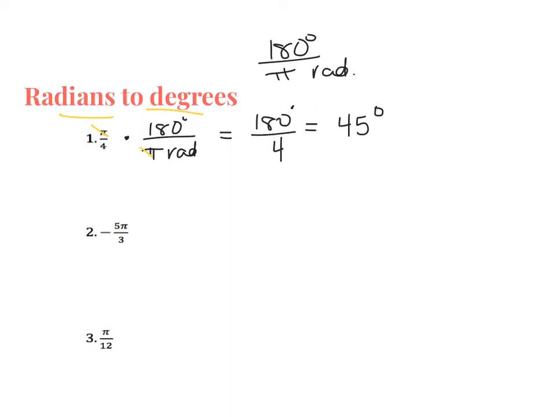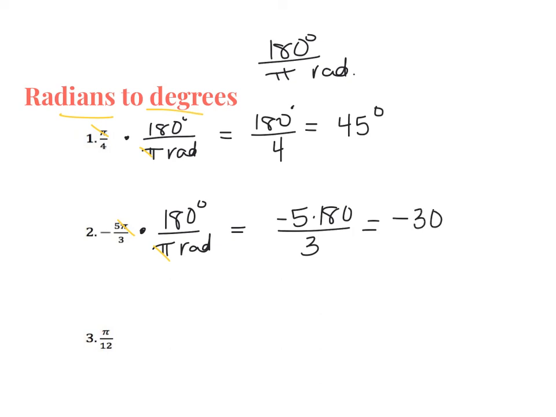For negative 5 pi over 3, again, we're going to multiply by that same conversion factor, 180 over pi radians. Again, your pi symbols are going to cancel out, leaving you just the numbers. So we're doing negative 5 times 180 divided by 3. We can type that in the graphing calculator in our cell phone, and get negative 300 degrees.